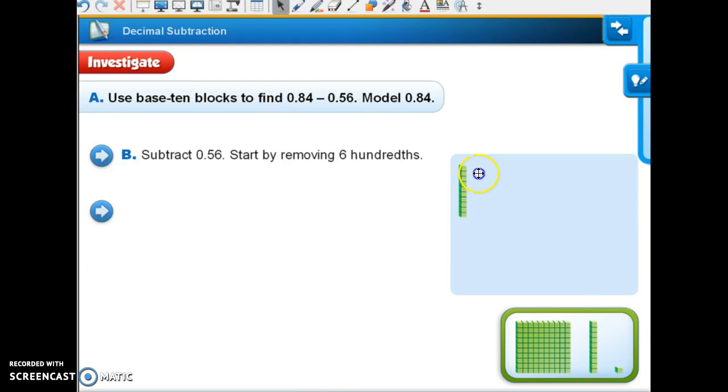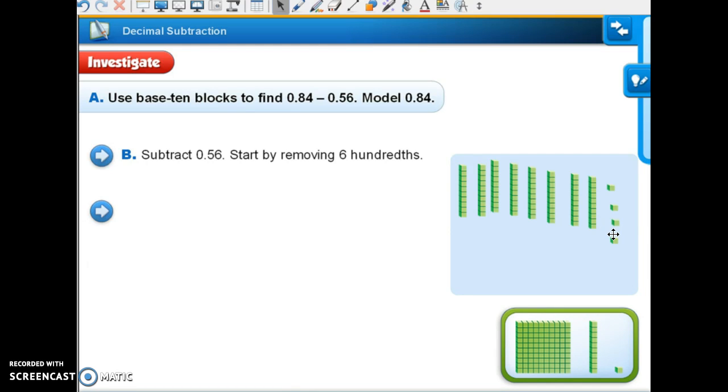So if I have 84 hundredths, if you're watching this recording, you should be doing this with your base 10 blocks. And I need 4 hundredths. Okay, I'm going to take away 56 hundredths. Can I take 6 hundredths away from 4 hundredths? No. No, I cannot. So what am I going to do?